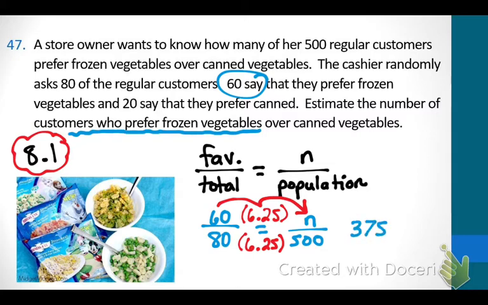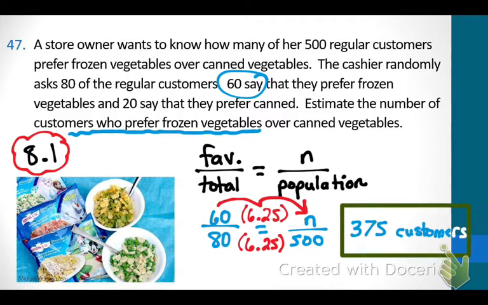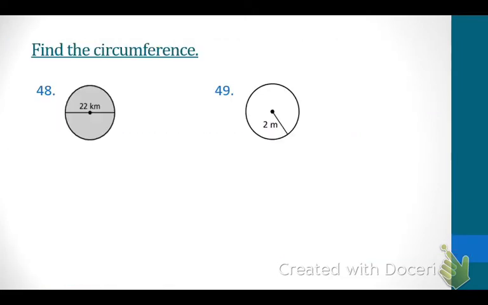Okay, very good. 375 customers preferred frozen vegetables over canned vegetables. Okay, how many of you got that answer correct? If you did not, I want you to erase it and fix it. And remember, once again, if you're struggling on that, you can go back to IXL, go to chapter 8.1. There are so many problems in IXL that can help you that look exactly like this, and it could be a good review for you before we take the exam. All right, let's go on to the next one.